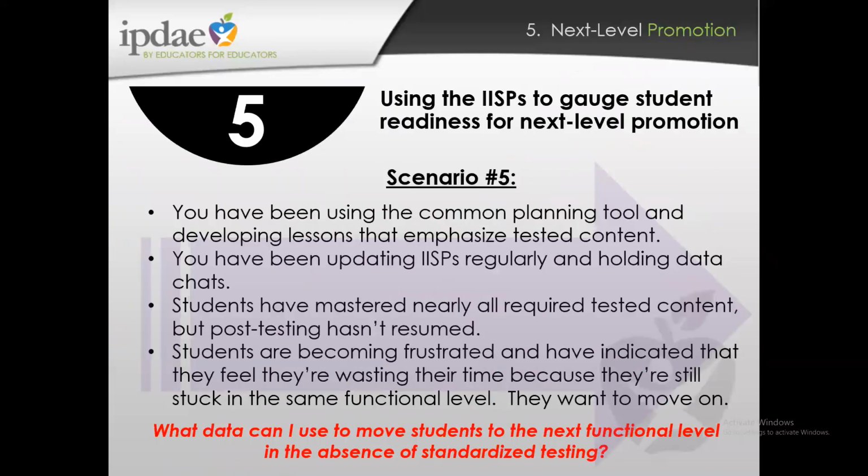Now, let's take a closer look at the last scenario, scenario 5. By now, let's say you have provided the best placement for each of your students along with the appropriate IISP. You've used the IISPs to create a scope and sequence of instruction that specifically targets tested content by subject area and test level. You've recorded mastery on each student's IISP in order to log their progress and easily identify mastered and non-mastered content. And you've even held student data chats regularly in order to review progress, identify the learning gaps, and provide instructional interventions, as necessary.